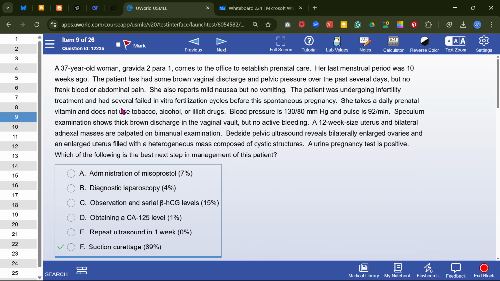Look at this stem. Menstrual period 10 weeks ago, some brown vaginal discharge, pelvic pressure.